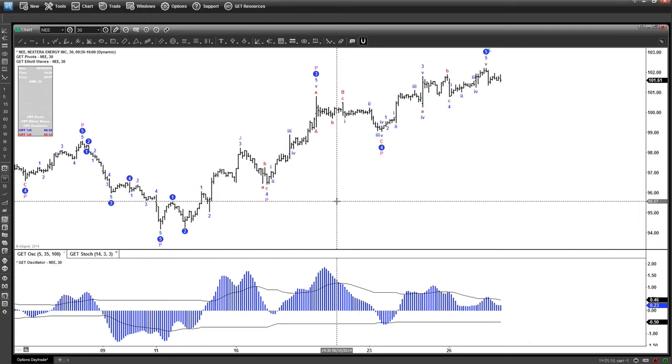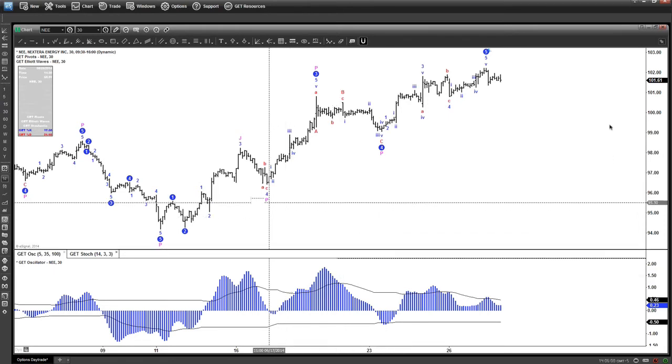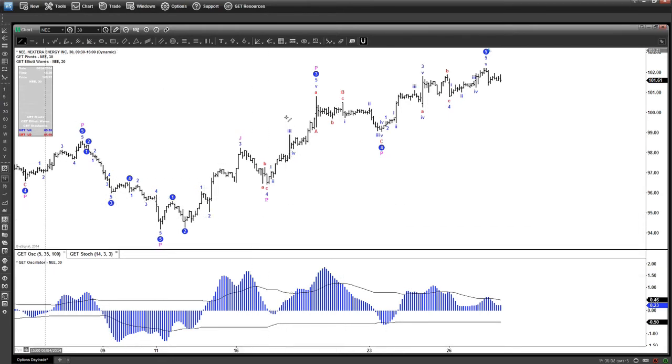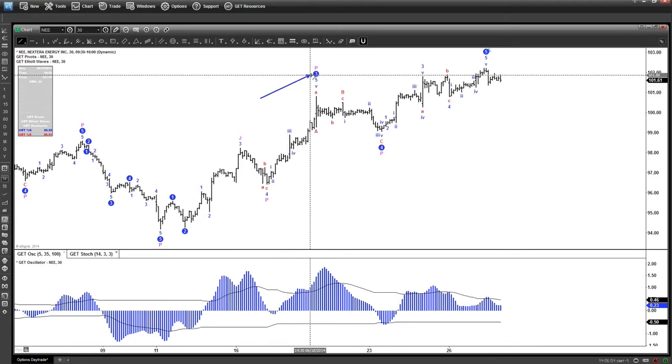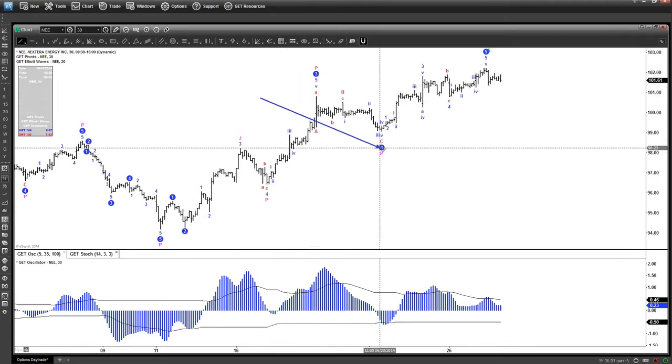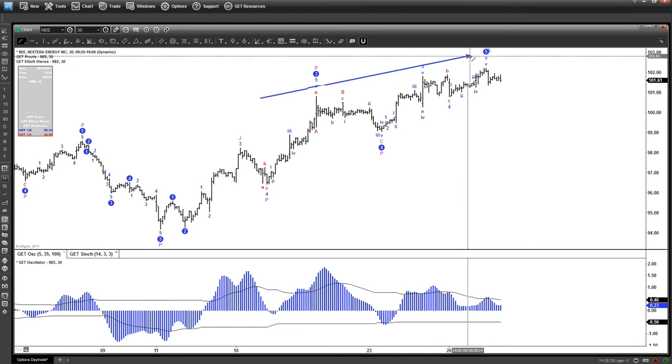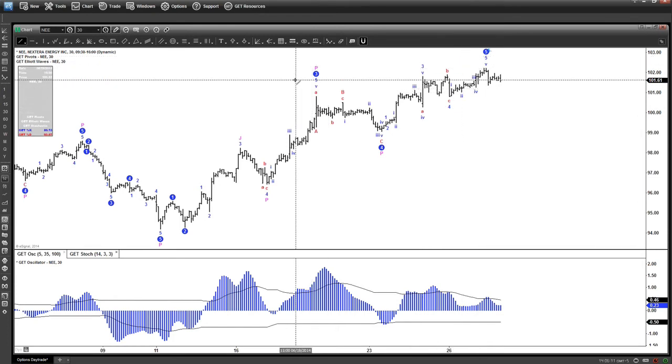This is a 30-minute chart of NextEra Energy, and what I want you to focus on the most are the big blue circled numbers, and I'll draw little arrows to them. You know, this number here is wave 3, this number down here is your wave 4, up here is your wave 5, the big blue circled numbers. The general Elliott theory states that a market will trend in 5 waves.